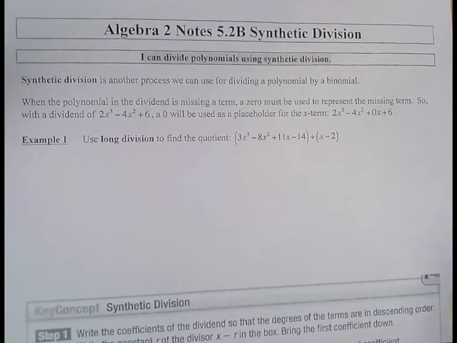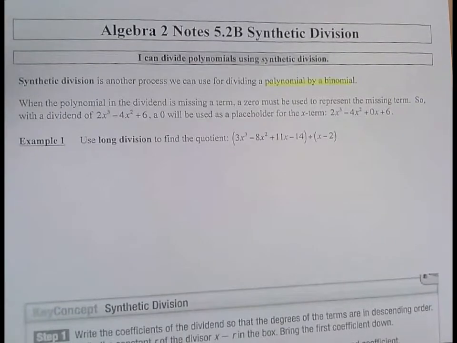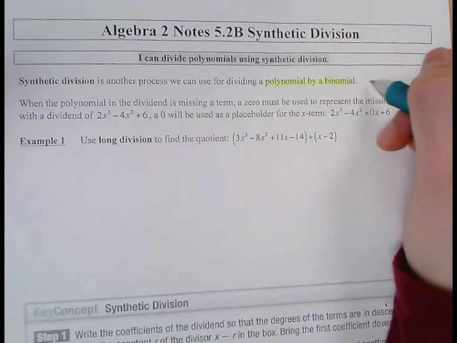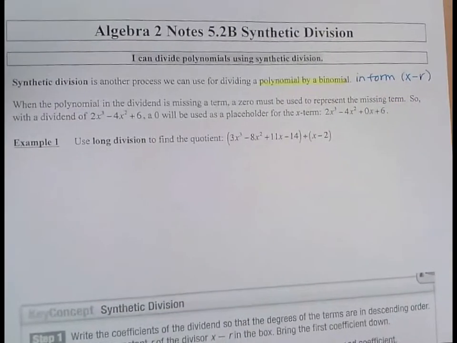Synthetic division works when you're dividing a polynomial by a binomial, but I'm going to add to that, it only works if the binomial is in the form of x minus some number r. So if you are dividing by x squared minus 3, that is not in this form, synthetic division will not work. Long division does always work. Synthetic division is great when it does work, but doesn't always. It's kind of like the factoring process. Factoring doesn't always work.